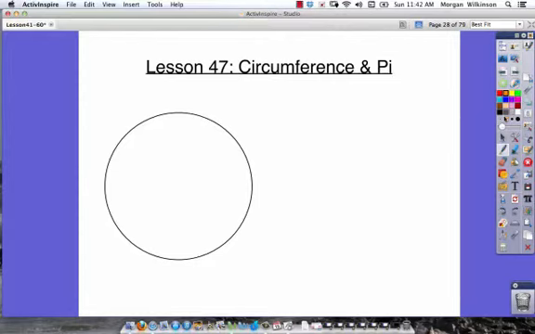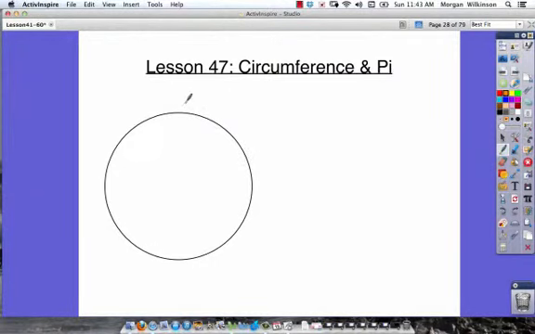Lesson 47 today is about circumference and pi. Now when we look at a circle, there's three different measurements that we have to be very familiar with right now. The first measurement that we're going to talk about is the circumference. And the circumference is just the distance around the outside edge of our circle.